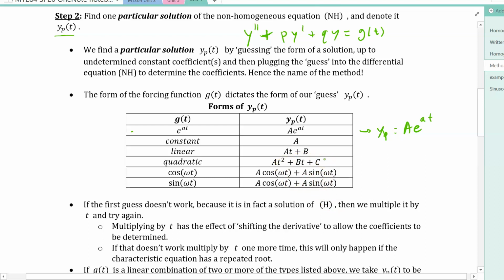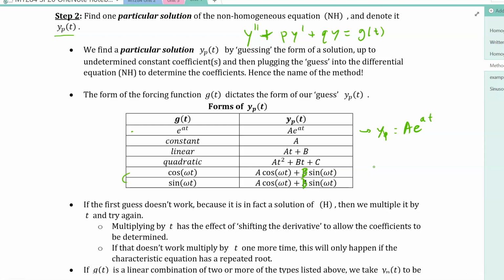Now, it's going to turn out that if we have a cosine or a sine as our forcing function on the right hand side, then we're going to guess a linear combination. So if we have cosine or sine of omega t, that's our number in front of t there, then we have to guess, and I've got a bit of a typo here, this should have been A cosine of omega t plus B times sine of omega t. So that should have been B, capital B, instead of A there. A linear combination of sine and cosine.